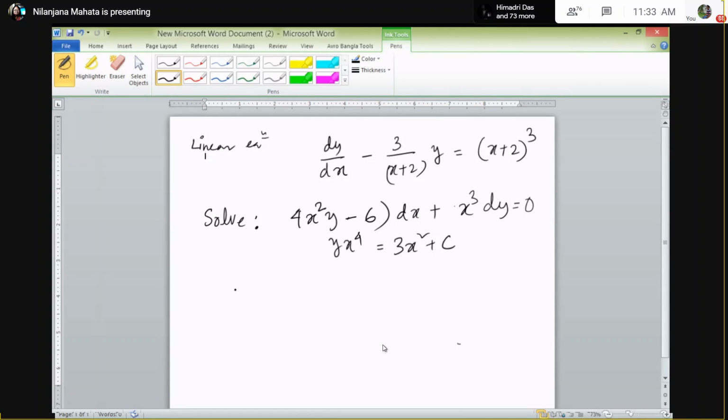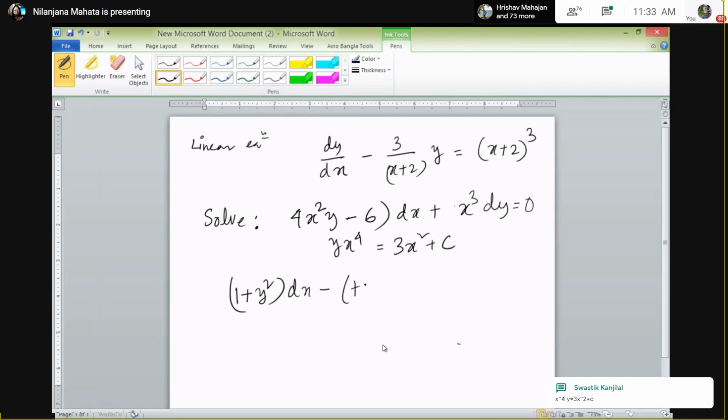Okay, now then solve (1 plus y square) dx minus (tan inverse y minus x) dy is equal to 0.